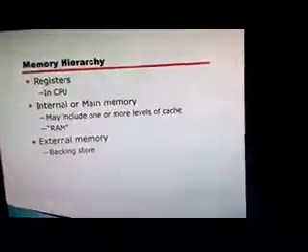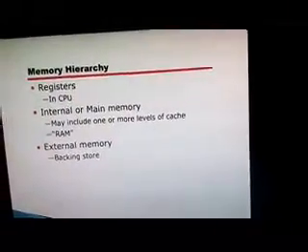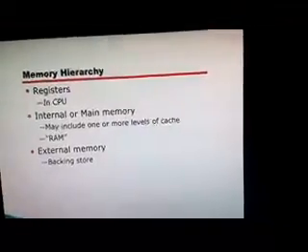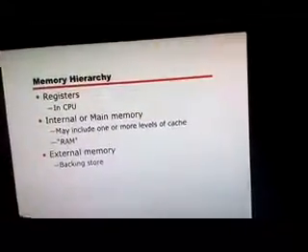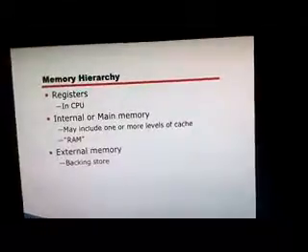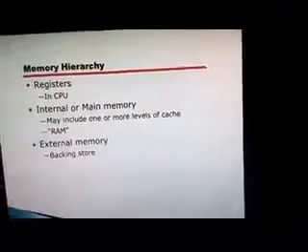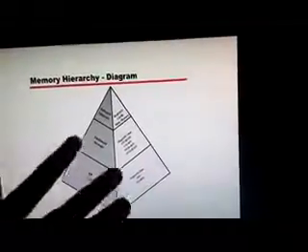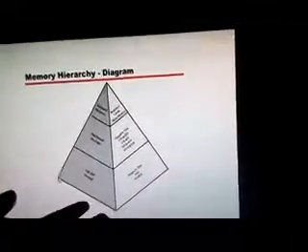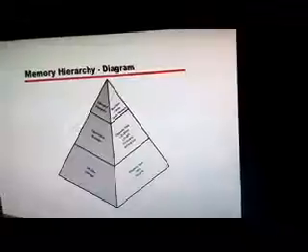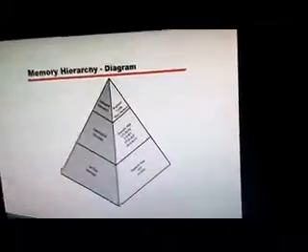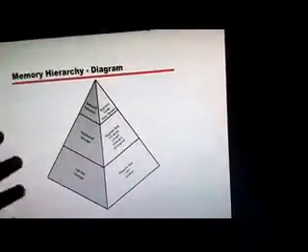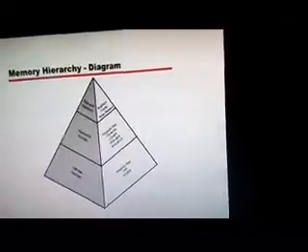cache. Memory hierarchy. Registers in CPU. Internal or main memory may include one or more levels of cache, RAM. External memory, backing store. As you can see, that is the memory hierarchy diagram. It is like a pyramid. And see it to yourself.